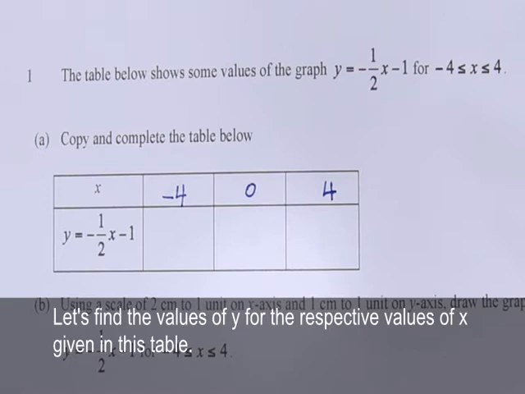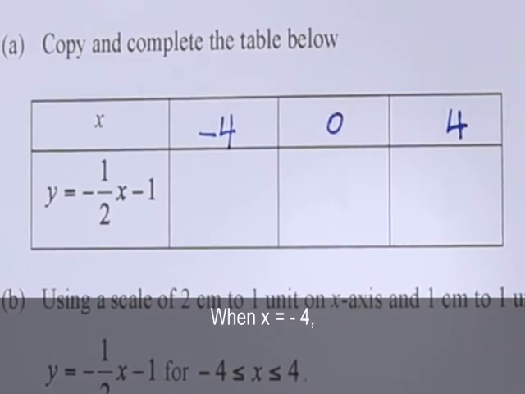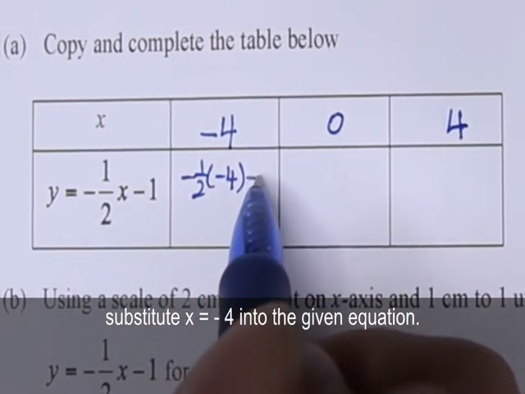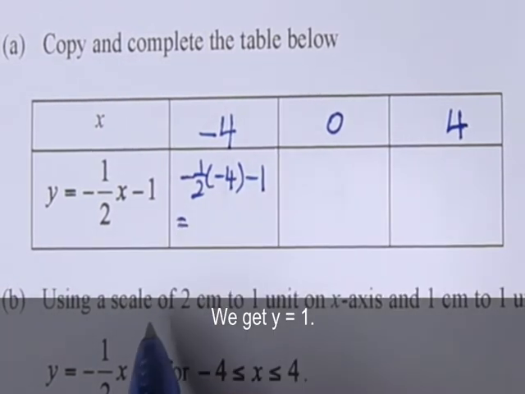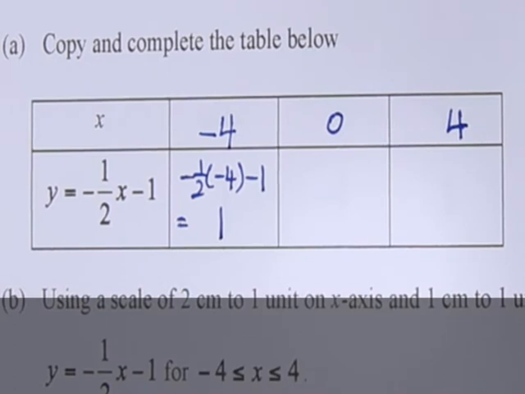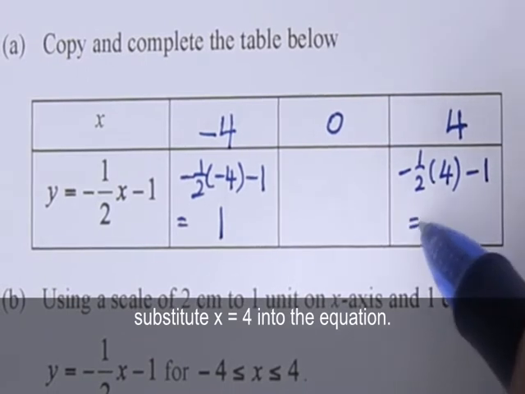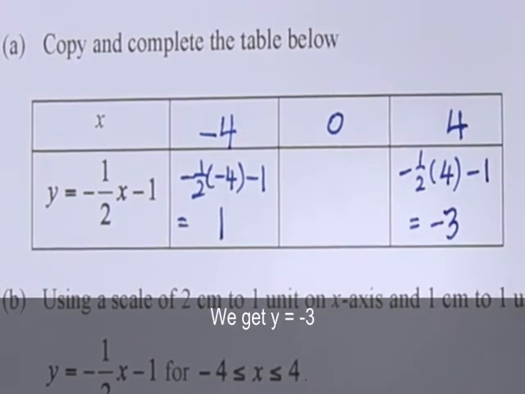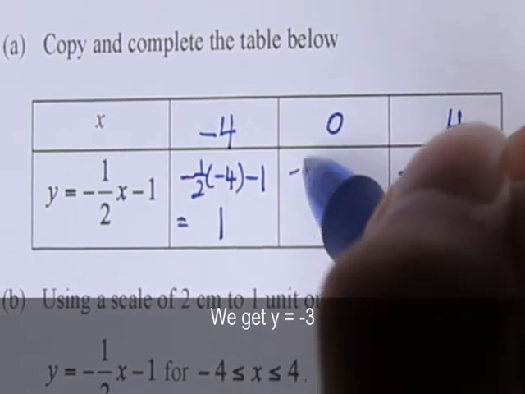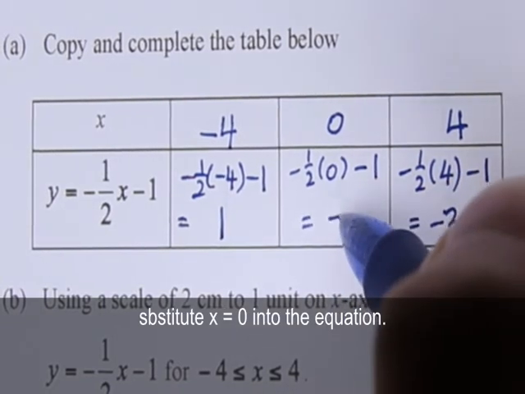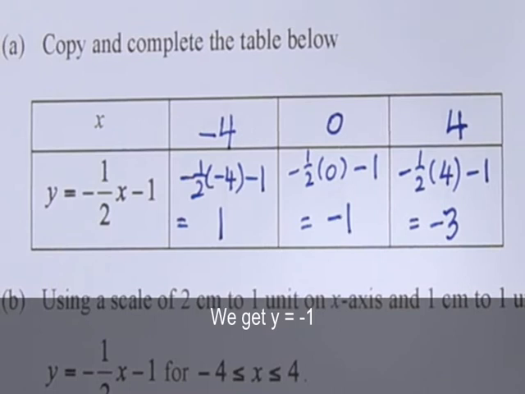Let's find the values of y with the values of x given in the table. When x equals negative 4, we substitute the value of negative 4 into the equation, and we will get 1. When x equals 4, as we substitute into the equation, we will get y equals negative 3. When we do the same for x equals 0, we will get y equals negative 1.